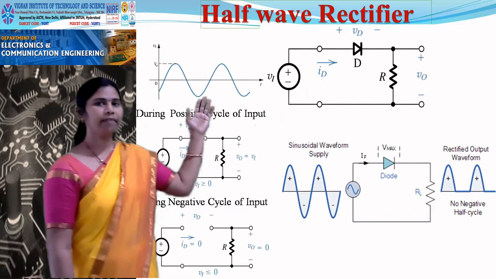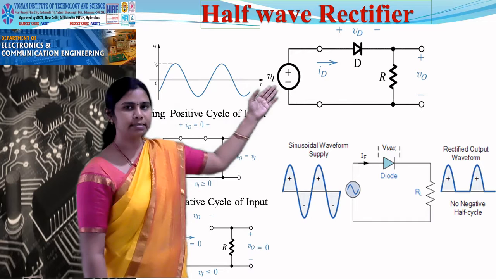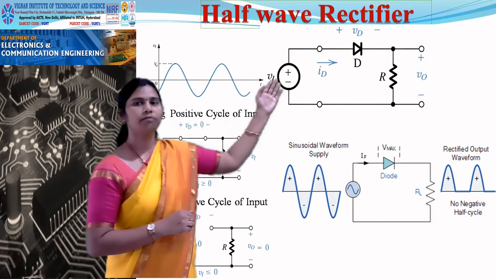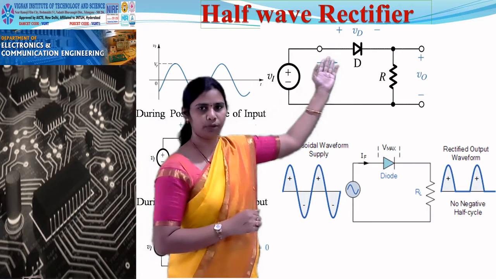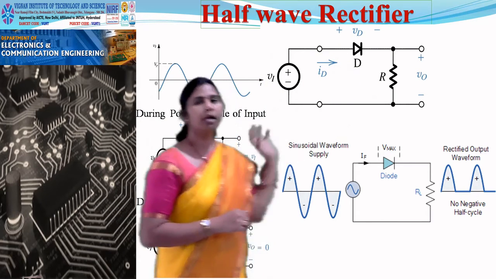Now if you see, I have given a sinusoidal waveform. This indicates the secondary of the transformer, which is a step down the voltage, which is connected to the diode. You have a load resistor connected to the diode.